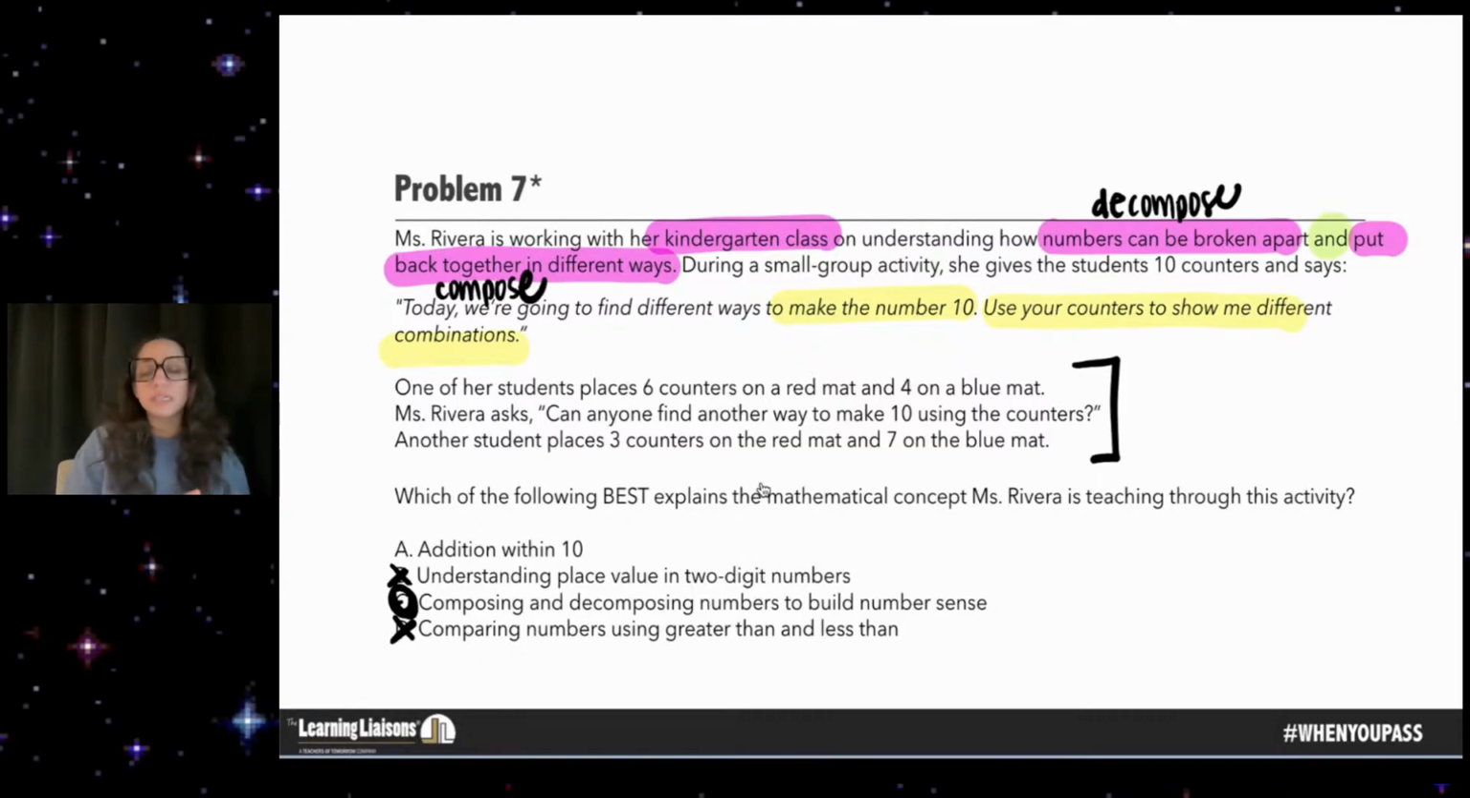Now, composing and decomposing numbers sets them up for the abstract concept of addition. So yes, that is important. However, in a kindergarten class where we are working with these counters and all of that, we are composing and decomposing to build that foundation for that addition. So that's why that's the correct answer.